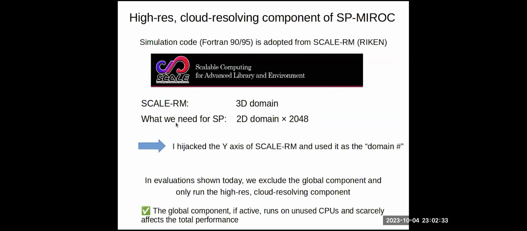However, for our model, we need a large number of two-dimensional domains. So I hijacked the y-axis of the original model and use it as a domain number, so we can perform two-dimensional domains in large numbers. And as I said earlier, we exclude the global component for now and focus on the high-resolution component ported to the GPUs. The global component, if active, would run on the unused CPUs on the GPU-equipped machines and does not affect the performance.